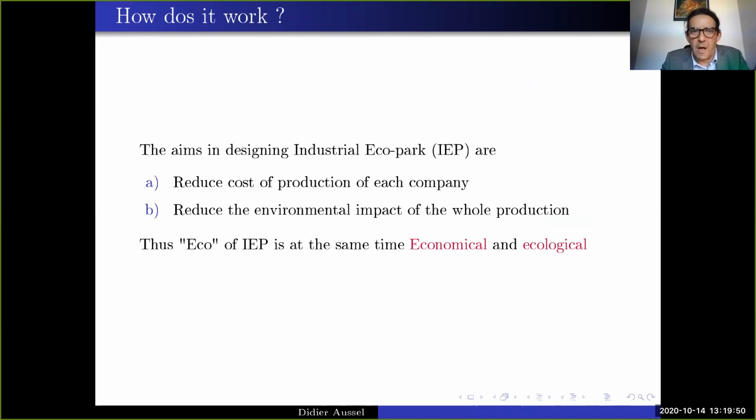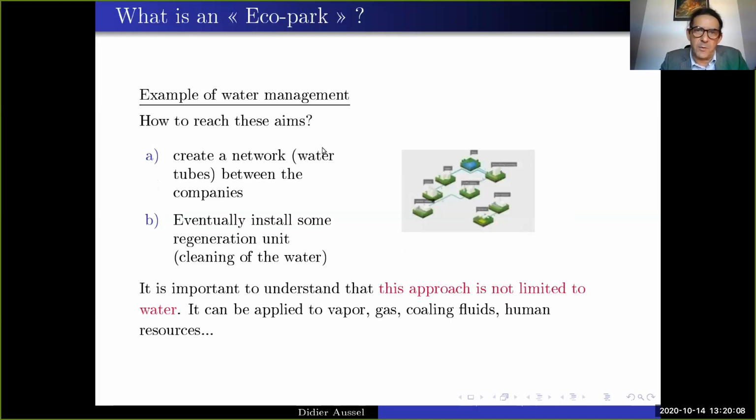Well, in industrial eco parks, what is funny is that eco is at the same time ecological because you want to reduce the environmental impact, and economical because you want to reduce the cost of production of people. So how does it work?